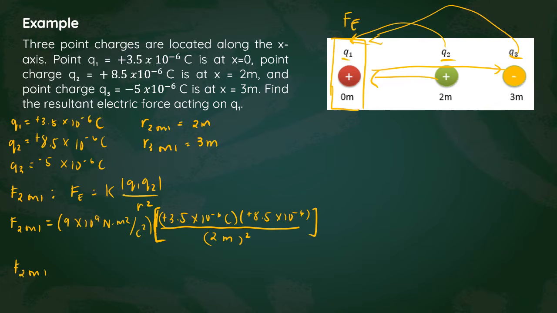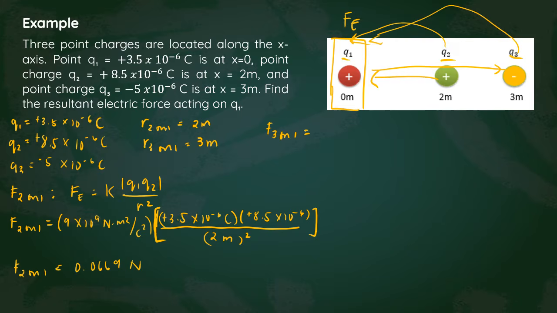If you input that in your calculators, you will get 0.0669 Newton. So that's the force exerted by Q2 on Q1. Now, the next force that we need to solve for is the force exerted by particle 3 on particle 1.